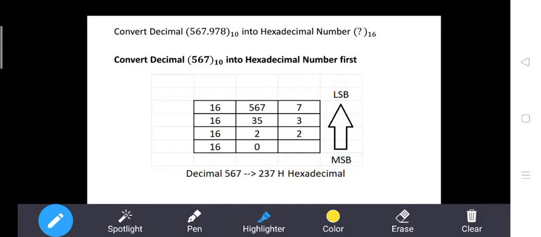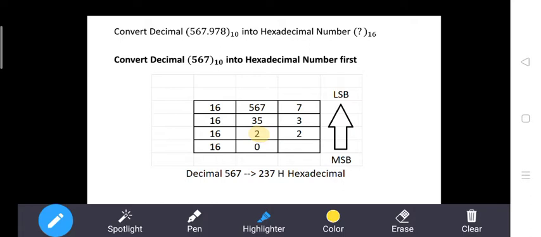Okay, so I start with my first part, 567 decimal into hexadecimal. So I take 567 divided by 16. My answer is 35. 35 into 16, my answer is 560. 567 minus 560, my remainder is 7. Next, 35 divided by 16. My answer will be 2. 16 into 2, 32. 35 minus 32, remainder is 3.